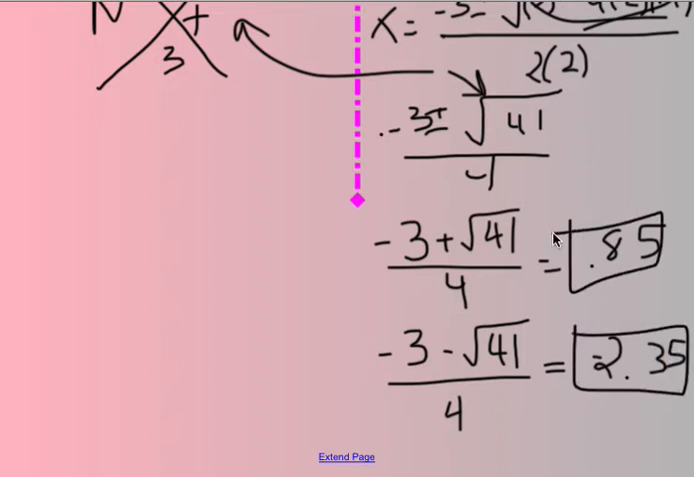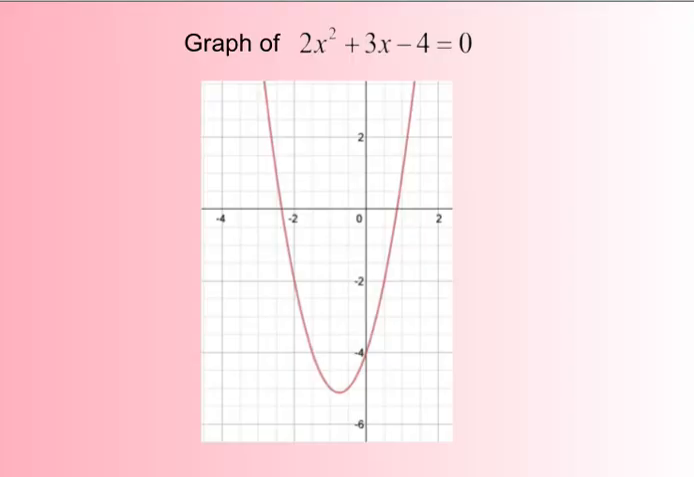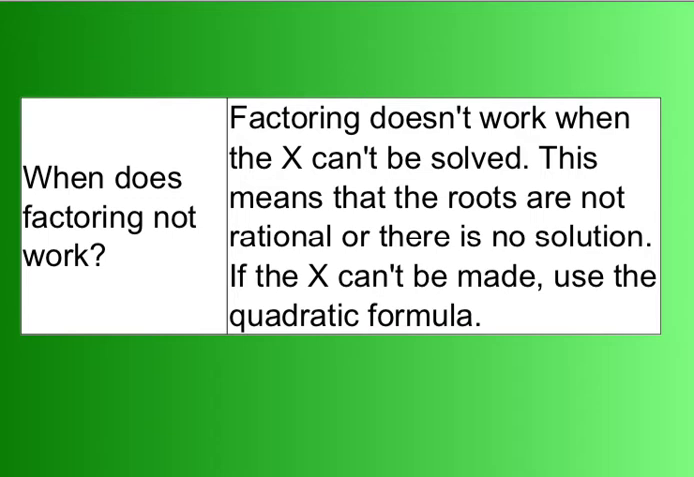You could not use the zero product property on that one. So when you look at your graph, you'll notice that it's crossing the x-axis at an irrational decimal, which is why factoring doesn't work. We have to have a perfect square on the quadratic formula in order for factoring to work. So when does factoring not work?